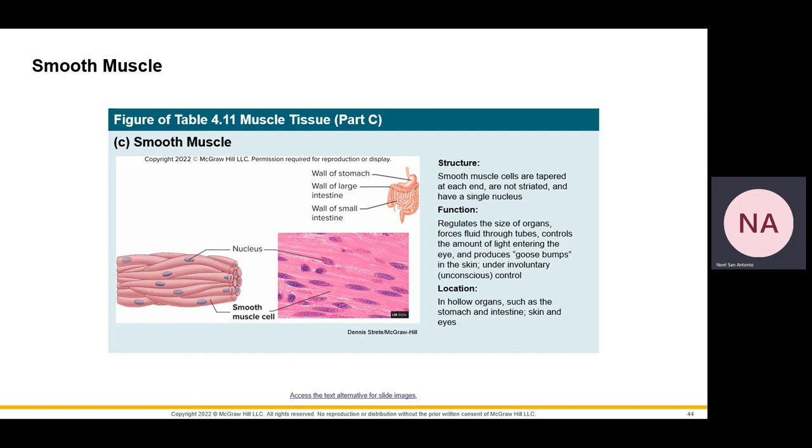And as you can see, when you look at it under the microscope, smooth muscles do not have visible striations. Hence, they are smooth, okay? And if you look at the shape, the cells have tapered ends. Maganyan na shape ng mga cells. Spindle-shaped. Kumbaga, ang shape ng smooth muscle cells. And they function mainly to regulate the size of the organs. They force fluid through the tubes in our body. Okay? In the case of our eye, specifically in our pupil, they control the amount of light entering the eye. So therefore, they are found in hollow organs such as the stomach, the intestine, and in our eyes. So that's your smooth muscle.